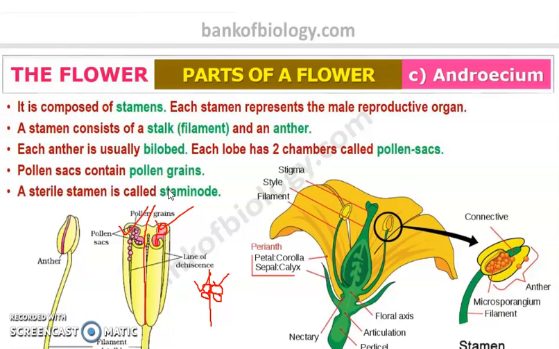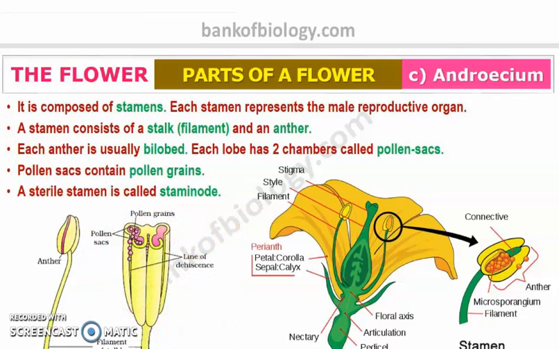So how is the anther? It is usually bilobed. Each lobe has two chambers called pollen sacs. We can see it here: this is one lobe and this is the other lobe, and each has two chambers. The pink colored portion is the chambers. Chambers are nothing but rooms, so one lobed structure will have two rooms, and in total there will be four rooms. These chambers are called the pollen sacs. You can see pollen grains shown in pink. So this is about the pollen sac.